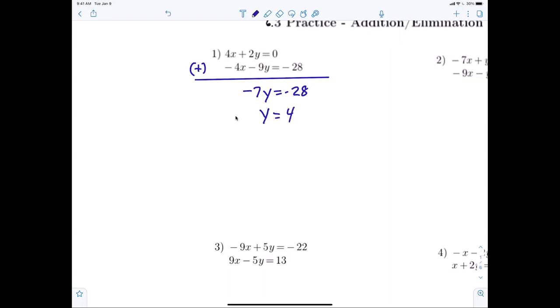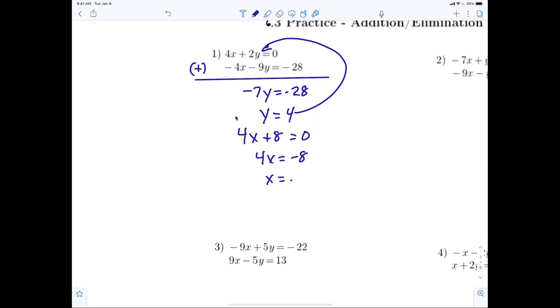Once you get y equals 4, you plug that back in, and you end up with 4x plus 8 equals 0. So 4x equals negative 8, and so x equals negative 2. So your solution is going to be what? Negative 2, comma 4.